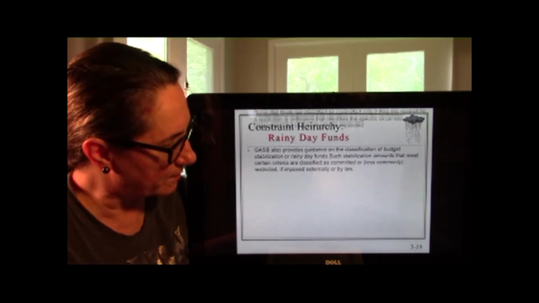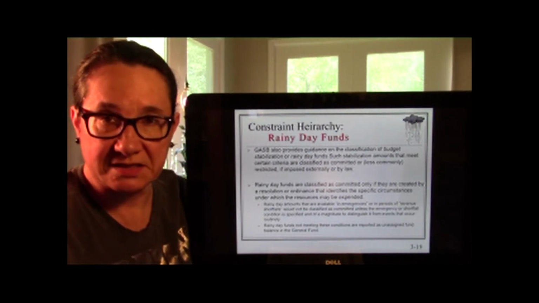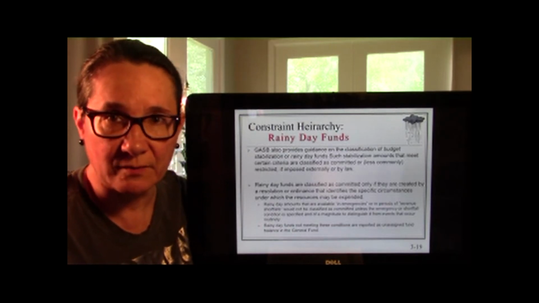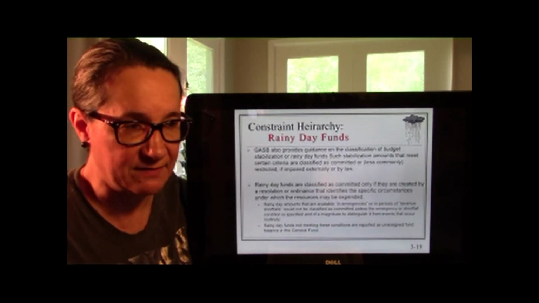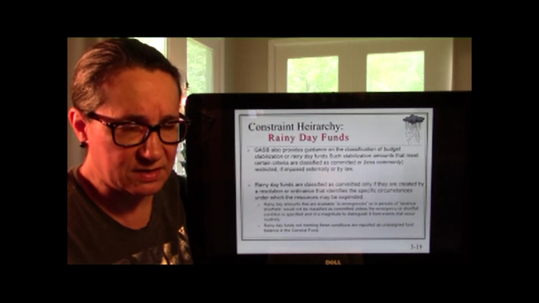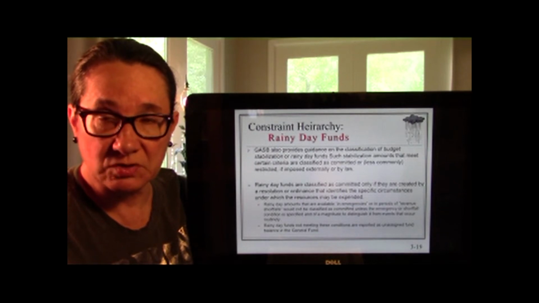And as you know, I'm sure you've heard this term, rainy day funds. The state of Texas has a rainy day fund. There's always a big argument about how we are going to use the rainy day fund. Why are we raising taxes when we've got a rainy day fund? So rainy day funds are committed if a resolution creates them.